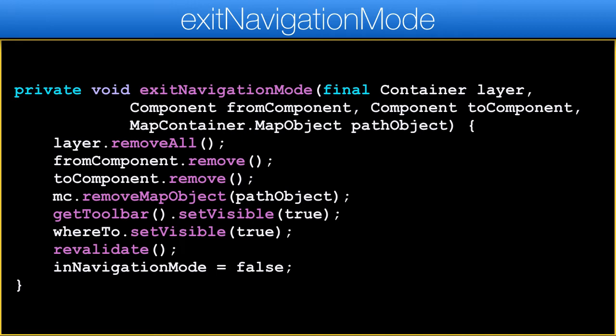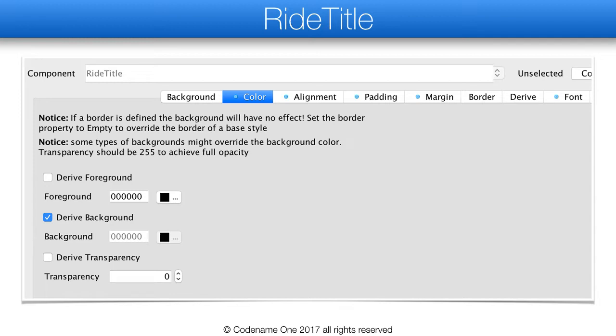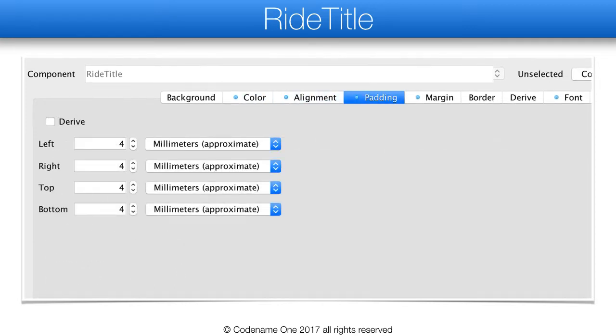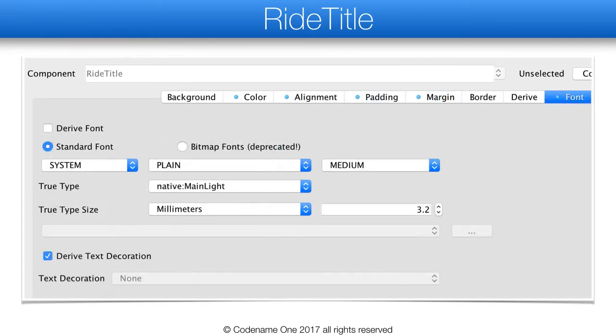The one last missing piece of the code is the exit navigation mode call, which just removes all the elements and sets the invisible pieces back to visible. It's pretty trivial. We also have a few UI IDs of note mentioned in the code. The first is ride title, which is the title area for the ride UI. It's pretty much a label, so it has black over transparent colors. But it's centered. It has the same padding as a label, 0 margin, and same font.